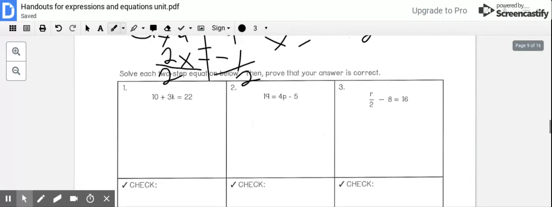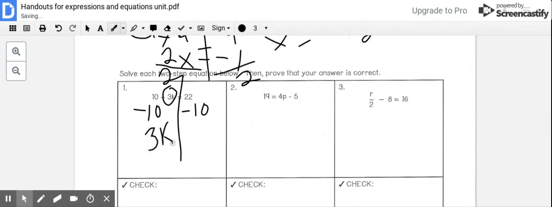So number 1, we're going to draw the river, and we're going to keep the 3x. That's going to be the last thing we do. So we're actually going to, what's the opposite of 10? We're going to minus 10. Minus 10. And that leaves us with 3x. We have to drop that down, equals 12. And then we're going to divide by 3 to get rid of that. And we have x equals 4.